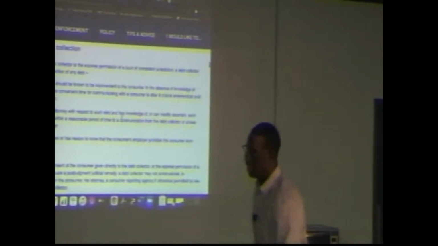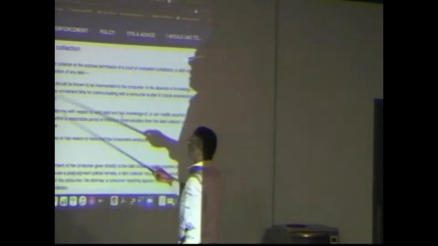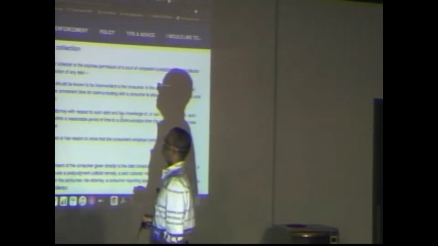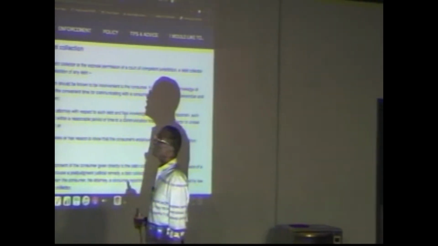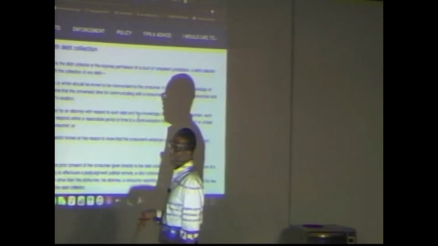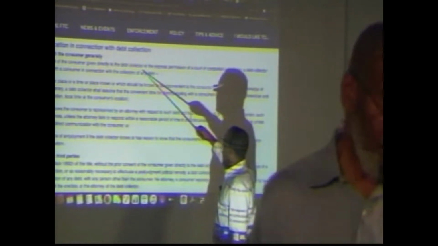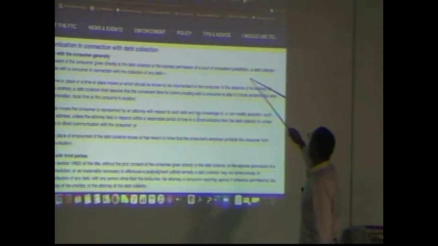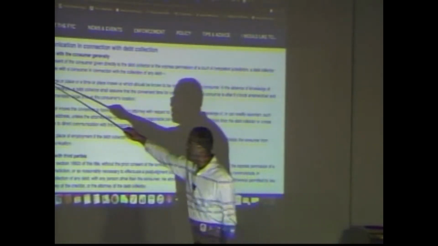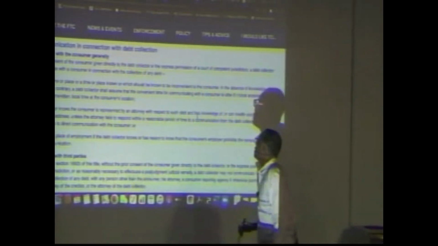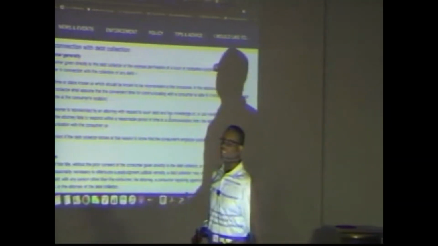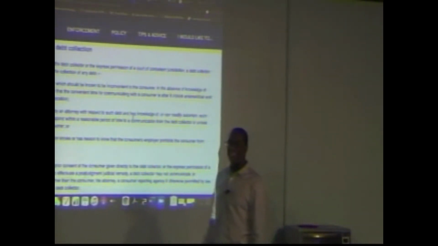Now this is important right here. Communication with the consumer generally. Without prior consent of the consumer given directly, I'm gonna read that again. Without the prior consent of the consumer given directly to the collector or the express permission of a court of competent jurisdiction, a debt collector may not communicate with the consumer in connection with the collection of any debt. So when you get a letter in the mail about a debt, did you ever give them permission to send you that mail? There's your lawsuit. Right there.